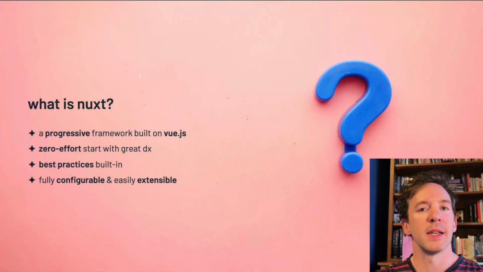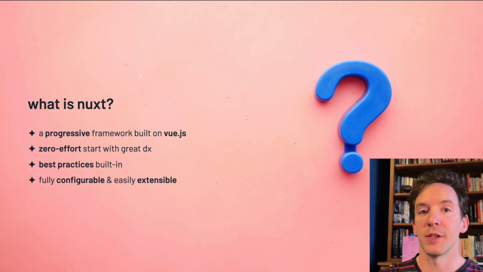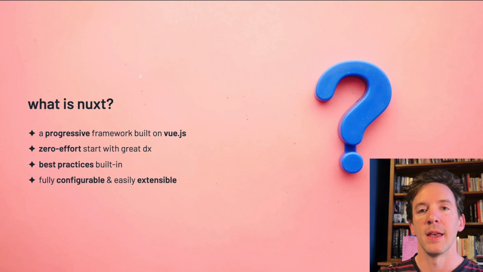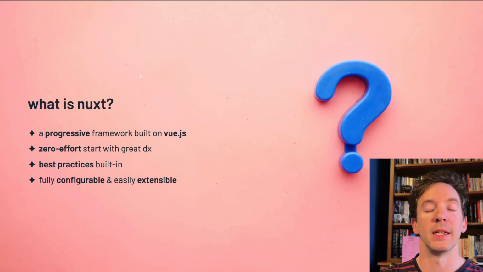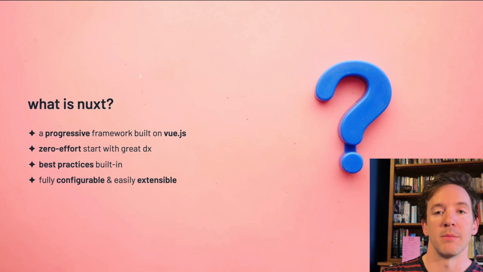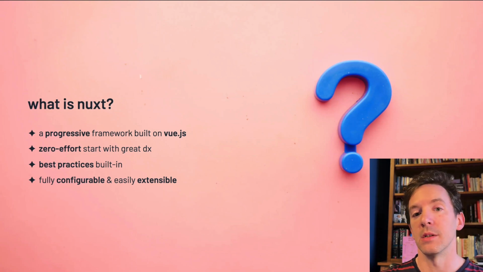Well, I'm talking tonight about Nuxt, and if you haven't come across it before, Nuxt is a progressive framework built on Vue. And when I say progressive, I mean it should have best practices built in from the start. So you should be able to get up and going without much effort. It should be very simple and straightforward to start. Developer experience matters a lot. But it should go with you every step of the way towards building an enterprise app, a complex site, whatever you might need to build with it.